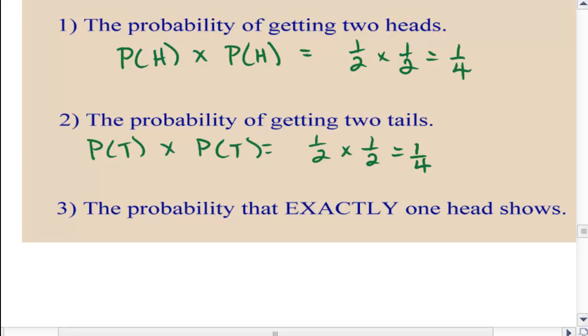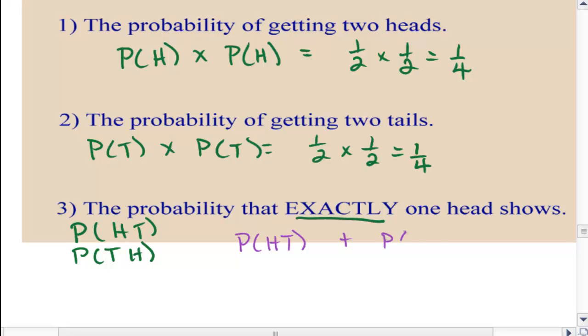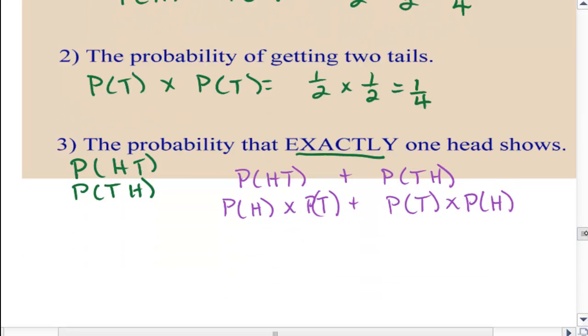Okay, so we're flipping 2 coins and we want the probability that exactly one head shows. That could be heads and then tails, or that could be tails and then heads for exactly one head to show. So what we're going to do is break this down into pieces. We're going to find the probability of heads and tails plus the probability of tails and heads. So the probability of heads and tails would be the probability of heads times the probability of tails, and then we're going to add that to the probability of tails times the probability of heads.